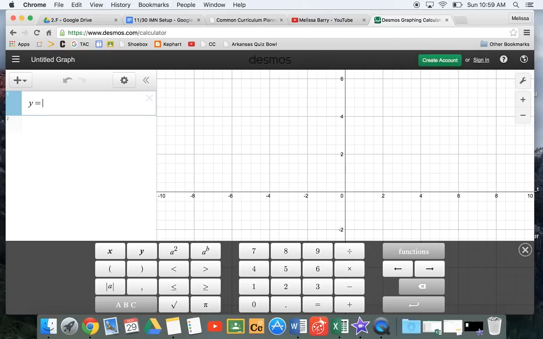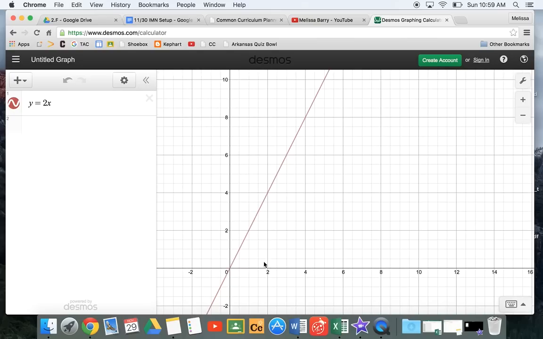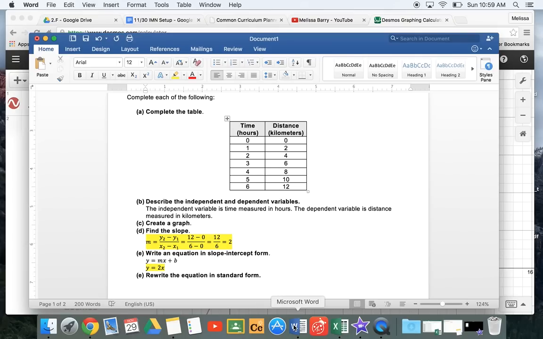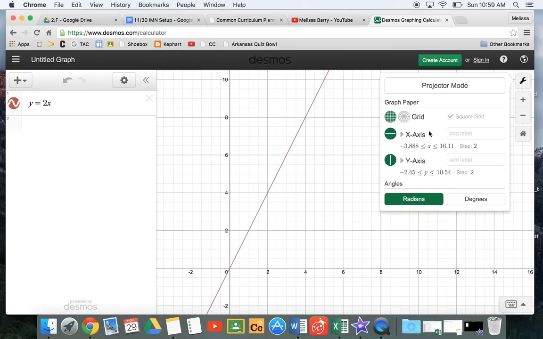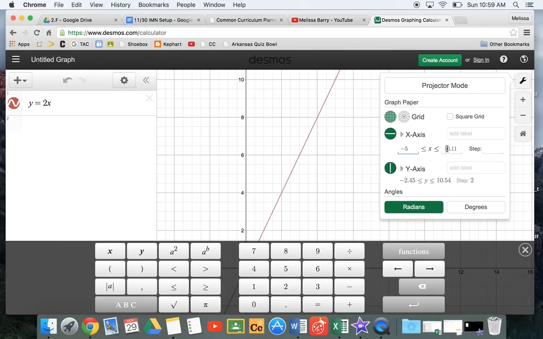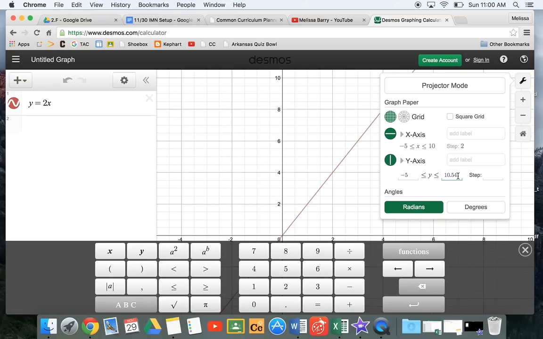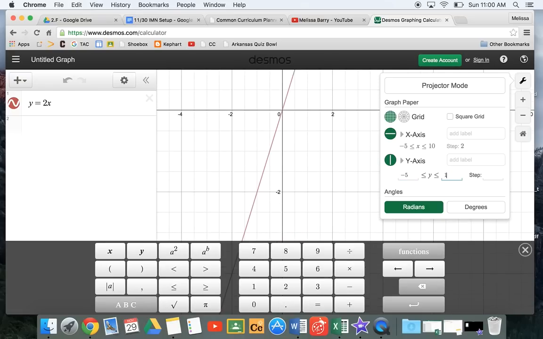So I can type in y equals 2x. And then I can find out what I need on my graph here by looking at the table. So the table goes from 0 to 6, and then from 0 to 12. So maybe I want to change my settings, and I'm going to make this like a -5 to 10. And I'm going to make this one a -5 so it's easier to see on the computer. A -5 to 15.